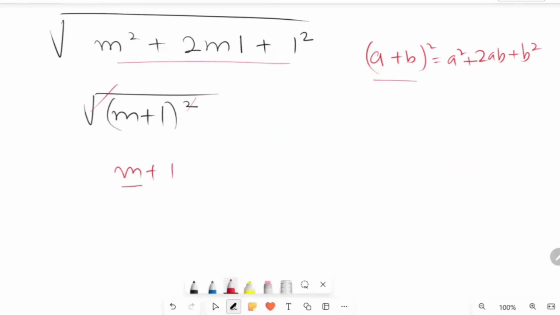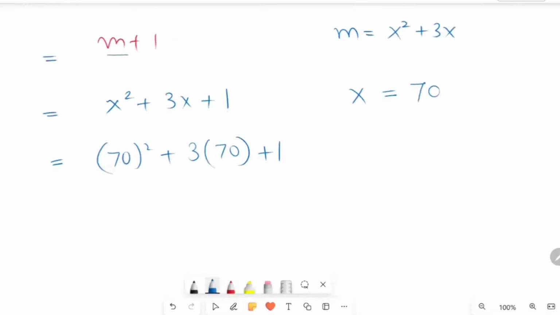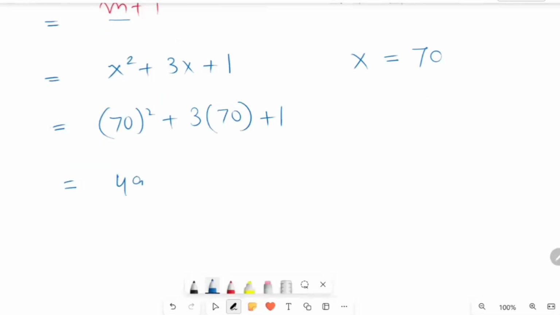Now here I'm going to plug in M, that is M equals x squared plus 3x. So this will turn to x squared plus 3x plus 1. Now we're going to plug in the value of x that we considered. So here we have 70 squared plus 3 times (x is 70) plus 1. 70 squared gives us 4900, plus 3 times 70 gives us 210, plus 1. Now we're going to add up all the numbers, so I will get 5111. So this is our final answer.